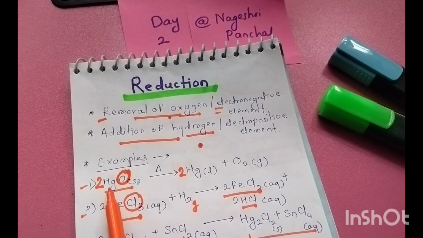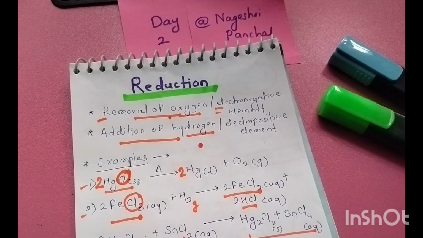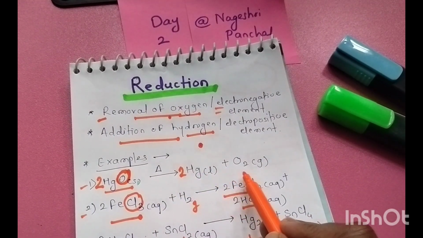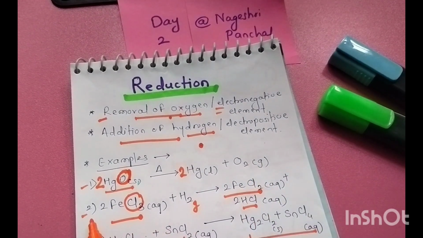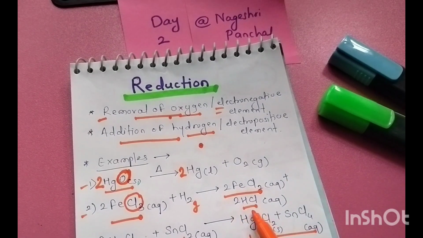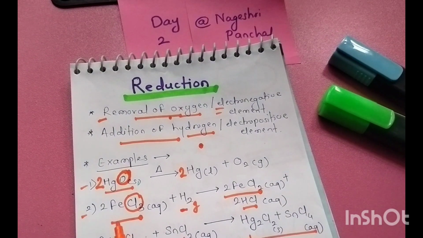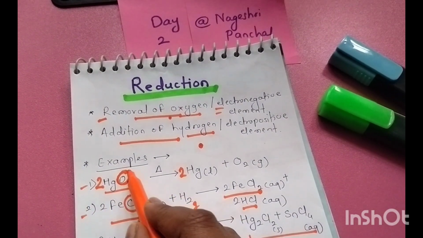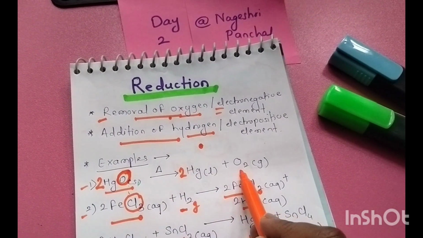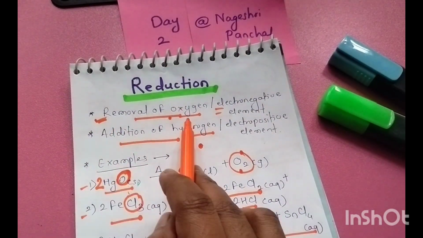The first example is HgO, that is mercuric oxide, which in the heat condition gives mercury in liquid form plus oxygen gas. Then the second example is 2FeCl3 aqueous plus H2 gas gives rise to 2FeCl2 aqueous plus 2HCl. Here we are using hydrogen, that is, we are adding hydrogen. If you see the first example, you can see the removal of oxygen. We are removing oxygen, that's why we are getting oxygen gas. The first part is done, that is removal of oxygen.